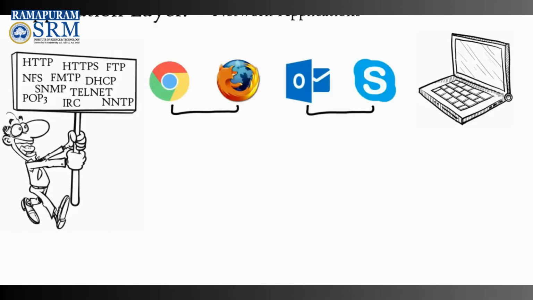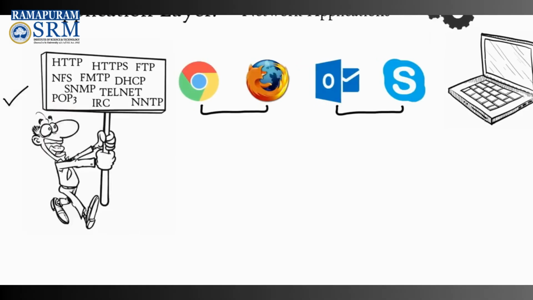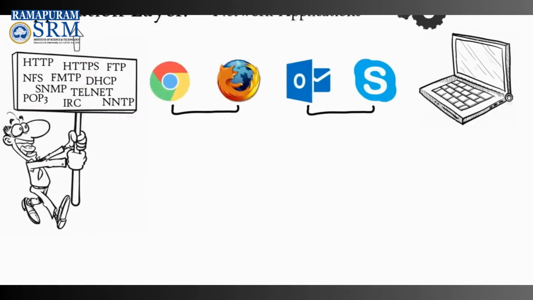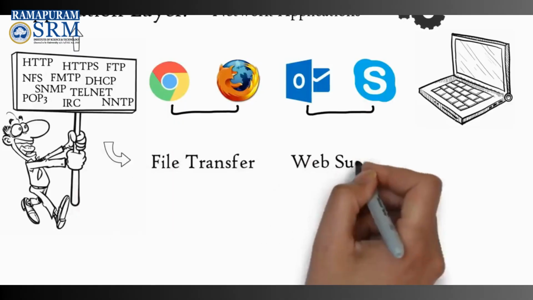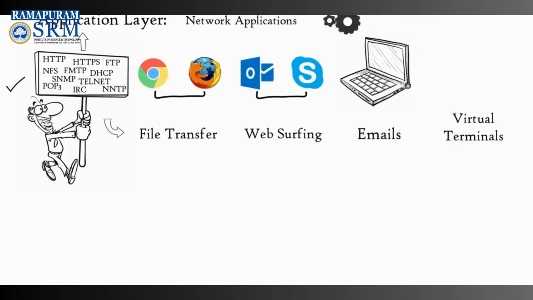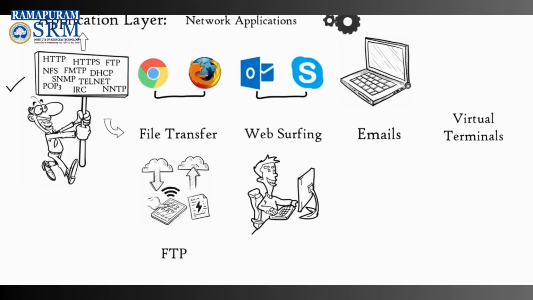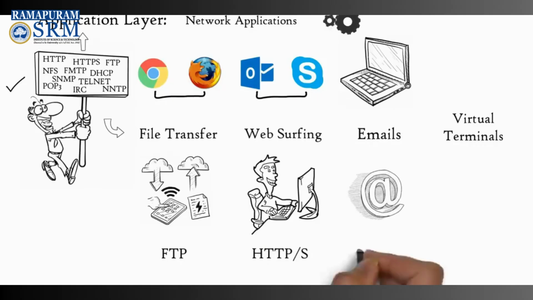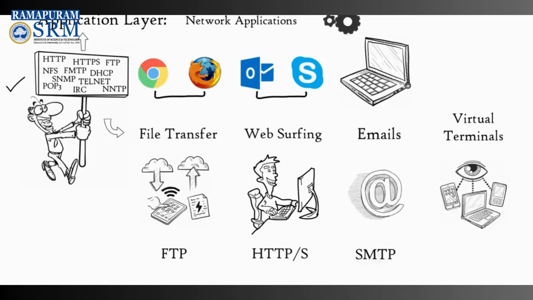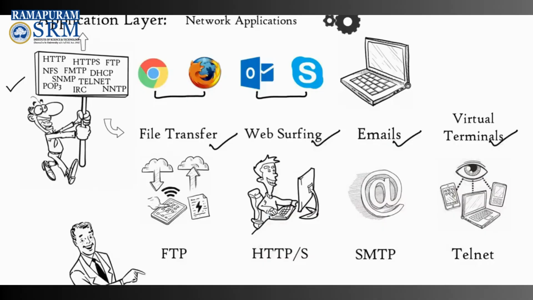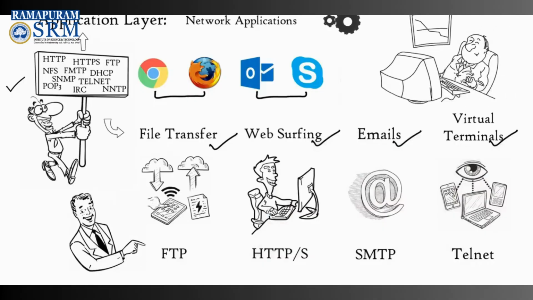There are dozens of application layer protocols that enable various functions at this layer. All these protocols collectively form the application layer. These protocols form the basis for various network services like file transfer, web surfing, emails, virtual terminals, etc. File transfer is done with the help of the FTP protocol. Web surfing is done with the help of the HTTP or HTTPS protocol. For emails, the SMTP protocol is used, and for virtual terminals, Telnet is used. So, the application layer provides services for network applications with the help of protocols to perform user activities.